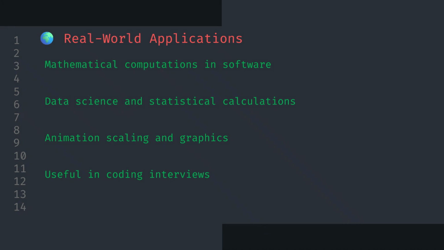Exponents are used everywhere in programming and beyond. They are essential for math libraries, graphics, and data analysis. Understanding recursion here helps you build more complex algorithms.